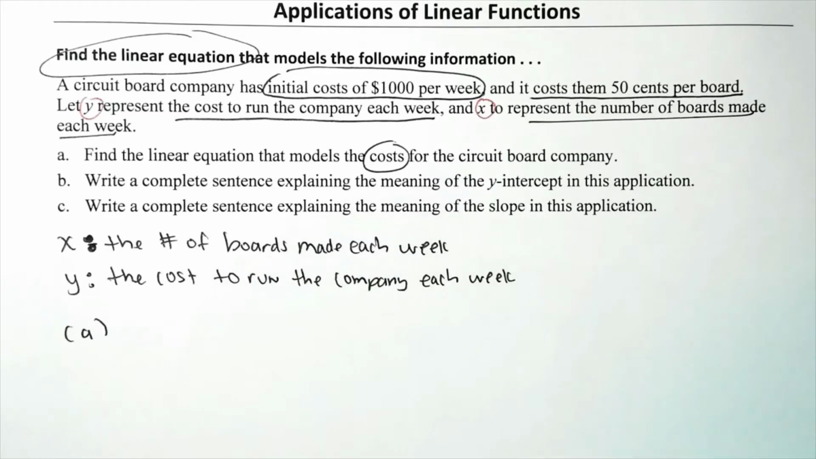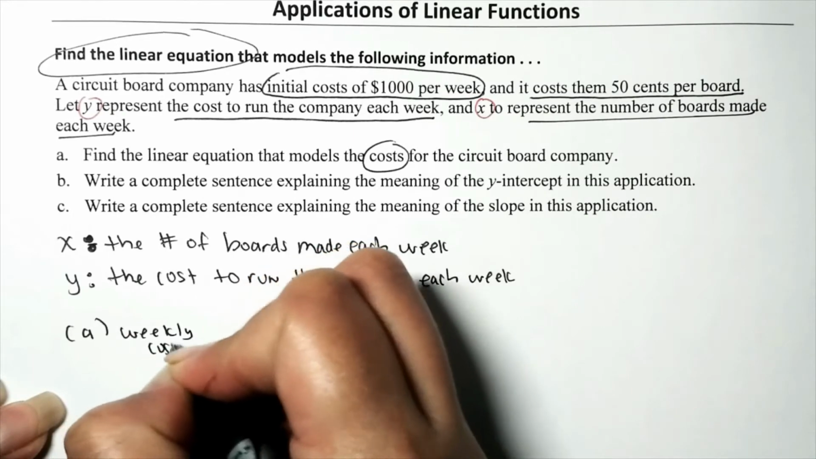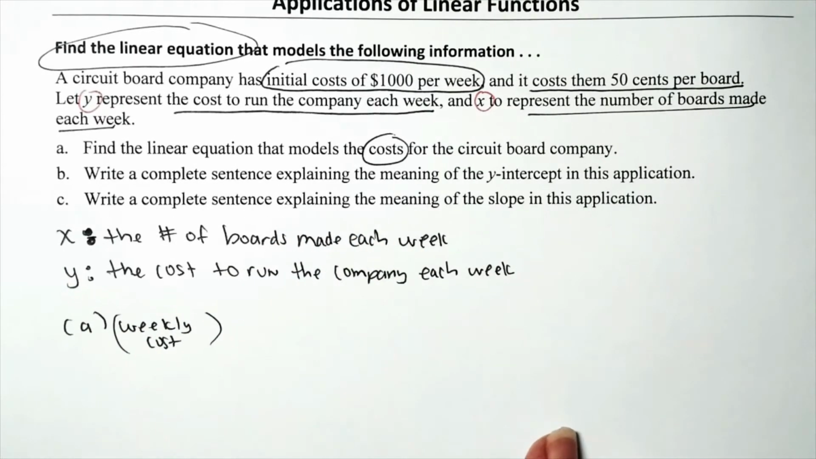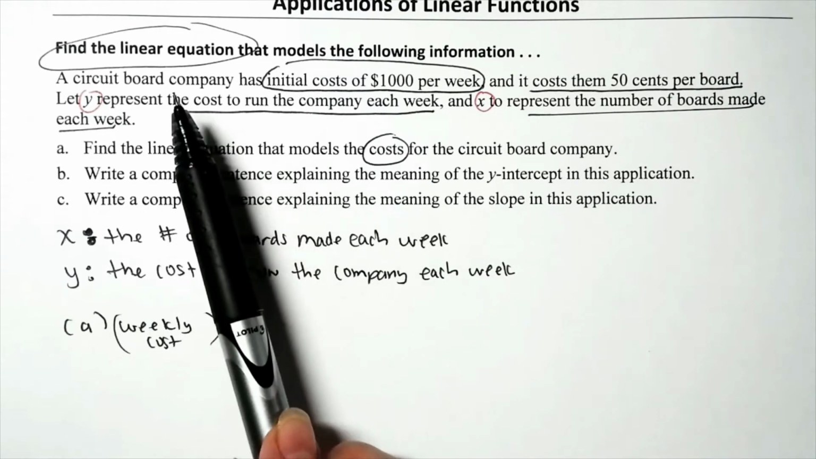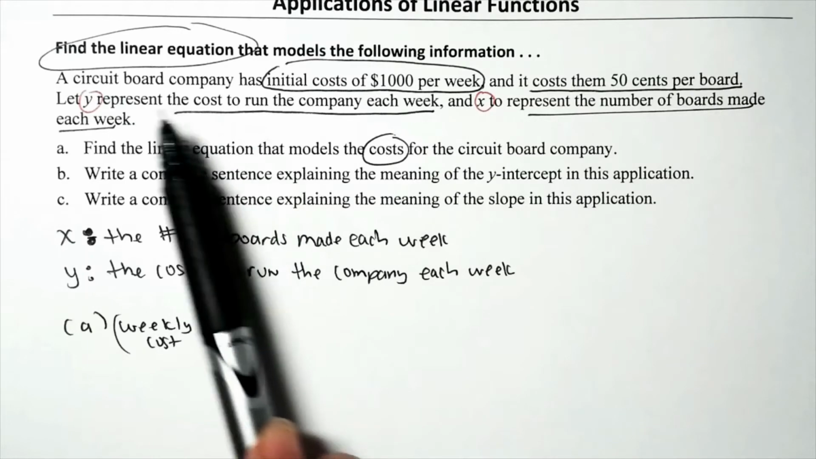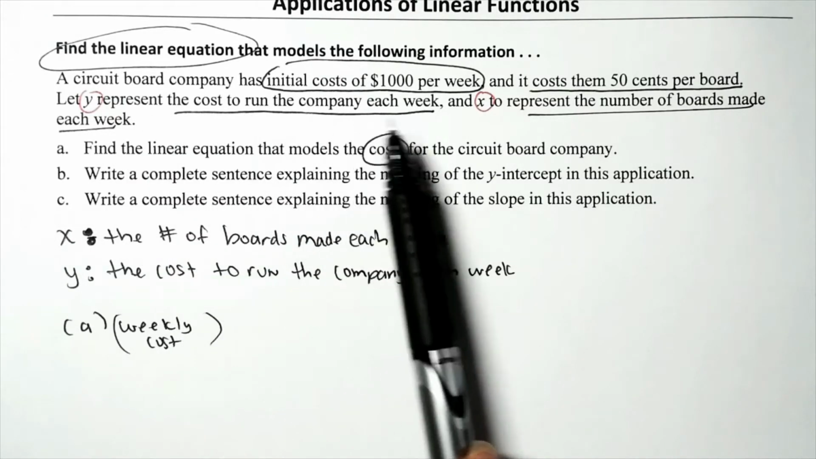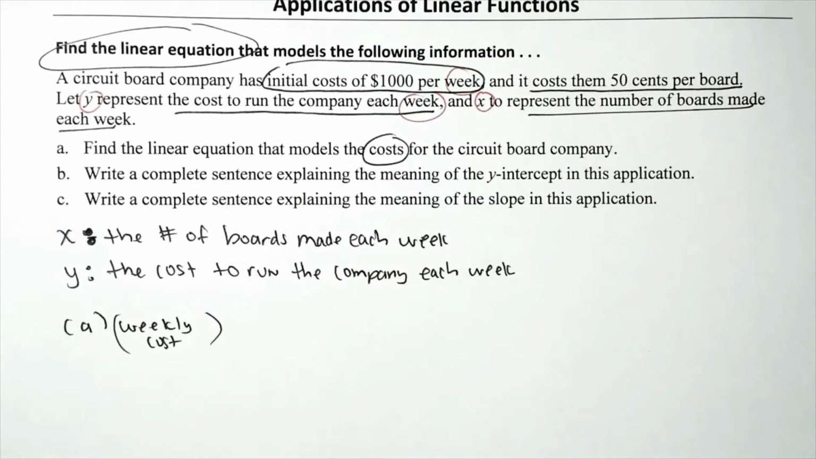Okay, so let me write this down in words. How do we calculate the weekly cost? Why do I say weekly cost versus monthly cost or daily cost? That's because of the way it's phrased. What do I know about this company? They have an initial cost of $1,000 per week. Y represents the cost to run the company each week, so there's the magic word, week, and X represents the number of boards made each week. So we take this on a week by week basis, and our model is going to talk about the weekly cost.